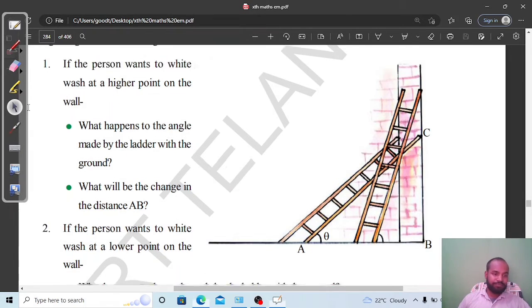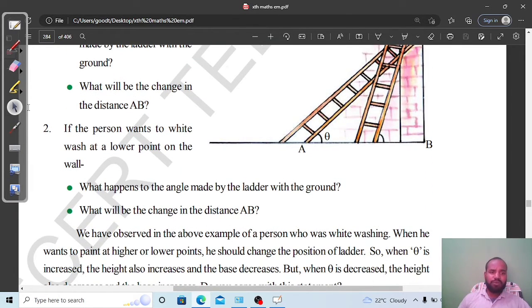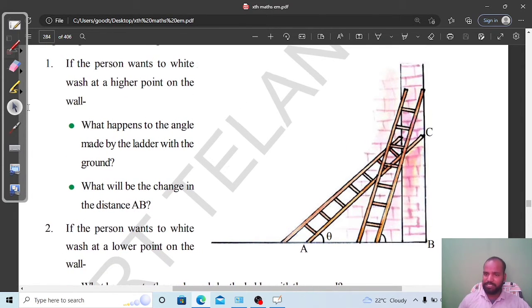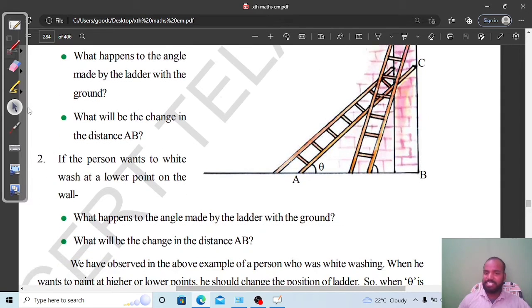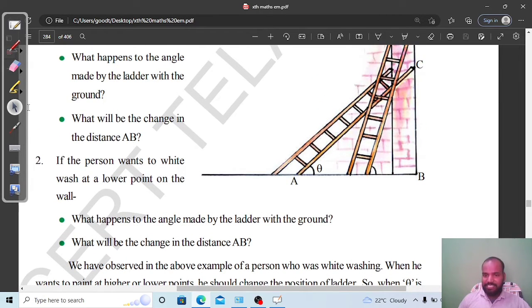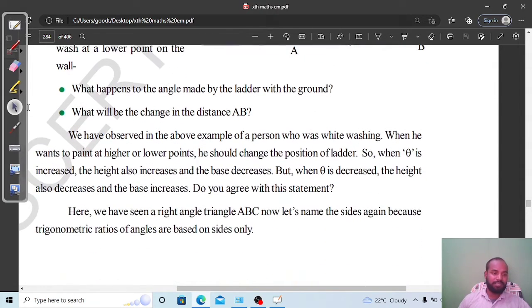So next, if the person wants to whitewash at a lower point on the wall, what happens to the angle made by the ladder with the ground? This is the angle made by the ladder. When the person wants to whitewash the lower point, in the sense downside, this here is point C. So the angle is changing, right? So what will be the change in the distance AB? Now the angle is changing, at the same time the distance is also changing. Yes or no? Yes, we will observe this point from this.